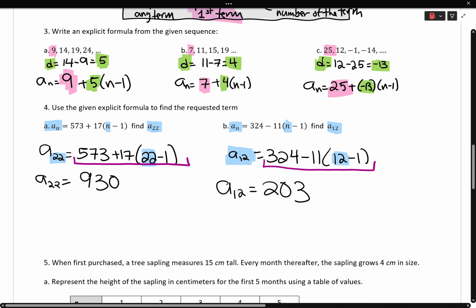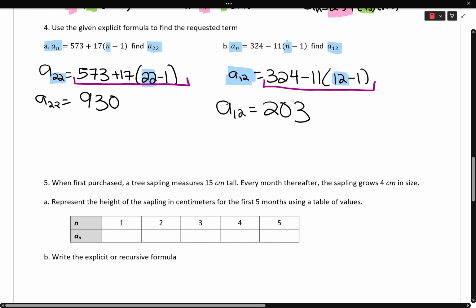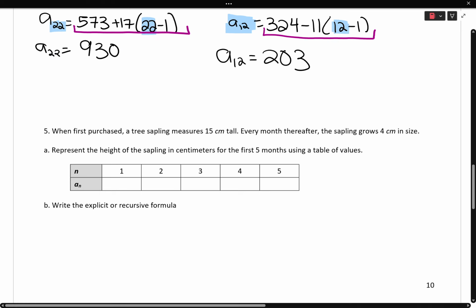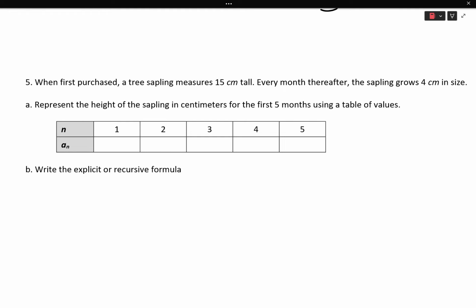Now let's actually apply this. Where does this matter? Well, one thing that I thought to use for our examples in class is growing plants. So for example, number 5. When first purchased, a tree sapling measures 15 centimeters tall, and then it grows 4 centimeters in size every month. So let's represent it in the table.